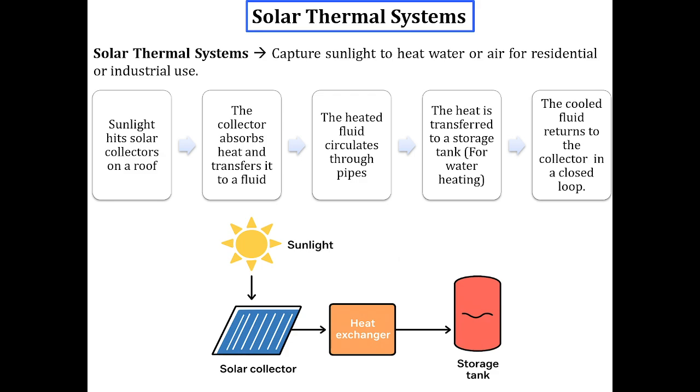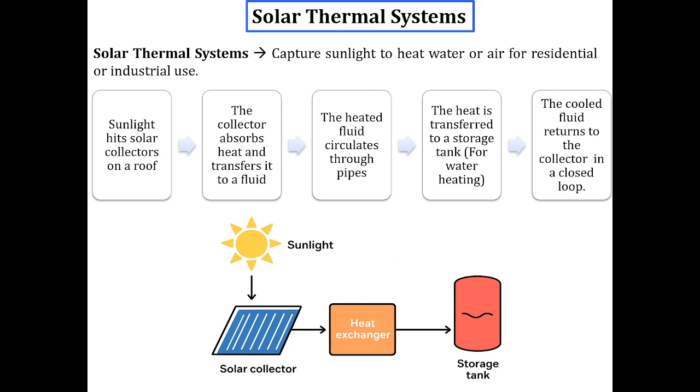First, sunlight falls on the solar collectors, which are typically installed on a roof. The collector absorbs solar radiation and transfers the heat to a fluid. The heated fluid circulates through pipes. The heat is then transferred to a storage tank, particularly in applications such as water heating. After giving up its heat, the fluid cools down and returns to the collector.